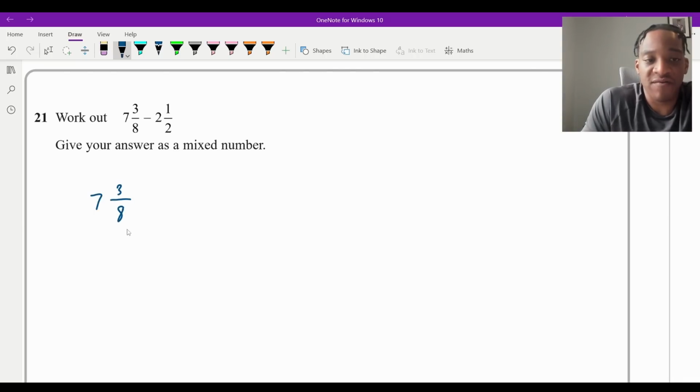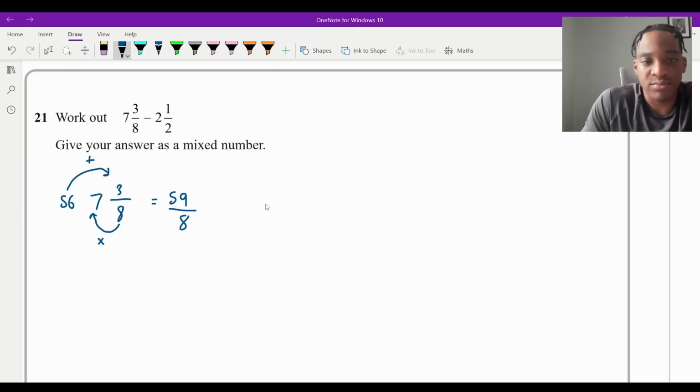Now to convert this into an improper fraction, what you do is multiply the denominator by the number at the front. 8 times 7 is 56. And then what you do with that number, you add it onto the numerator. 56 plus 3 is 59. So therefore, this just becomes 59 divided by 8.